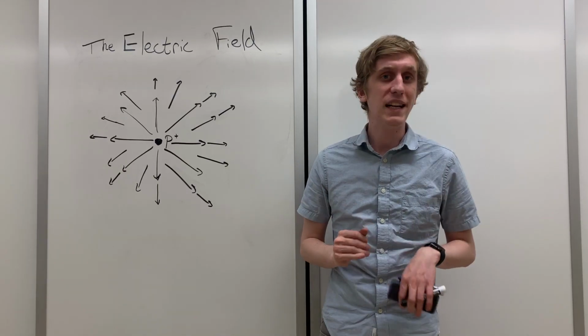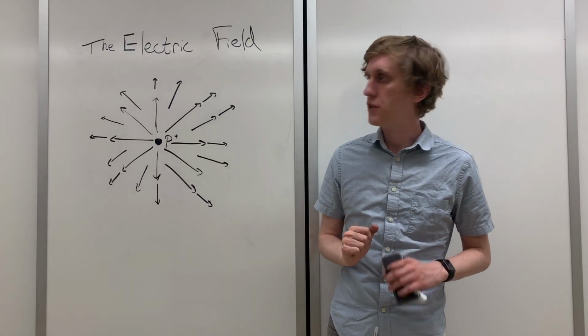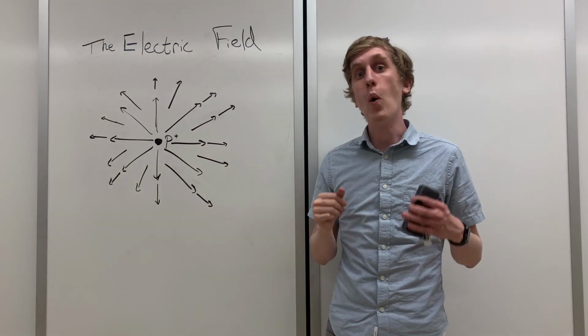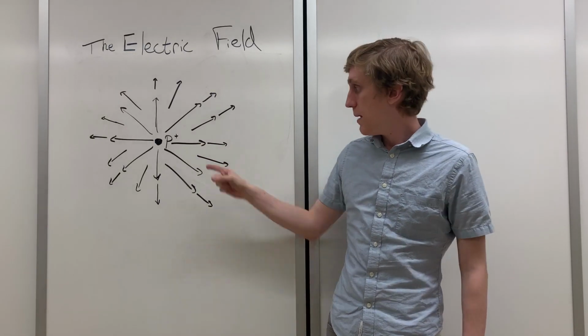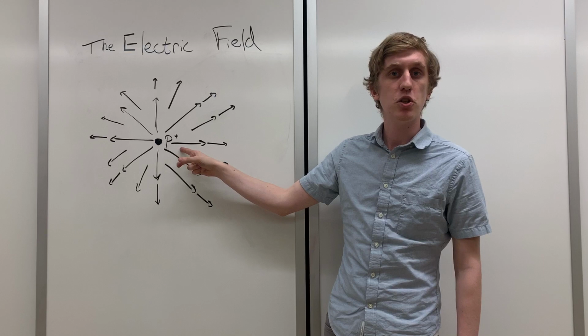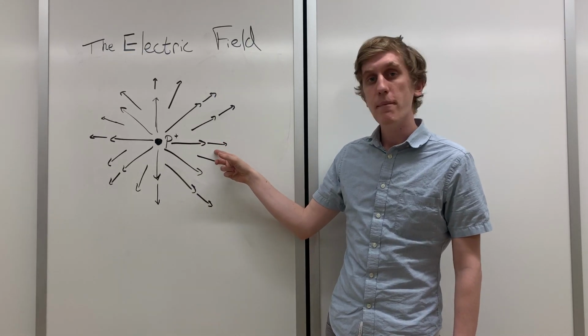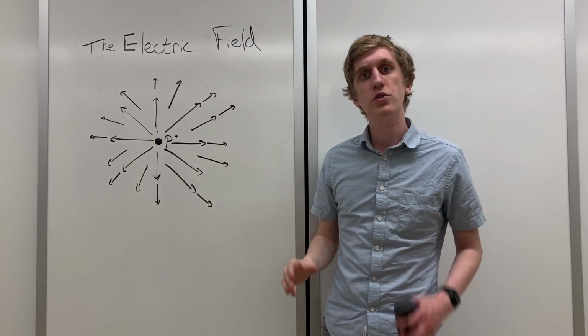A smaller vector is just a shorter vector. This arrow and this arrow point in the same direction, but this arrow is much larger than this arrow because we're starting very close to the charge.